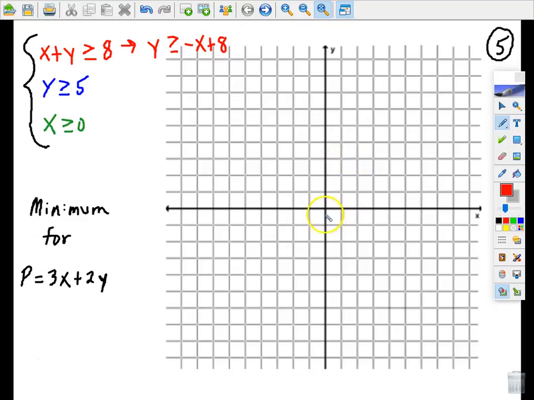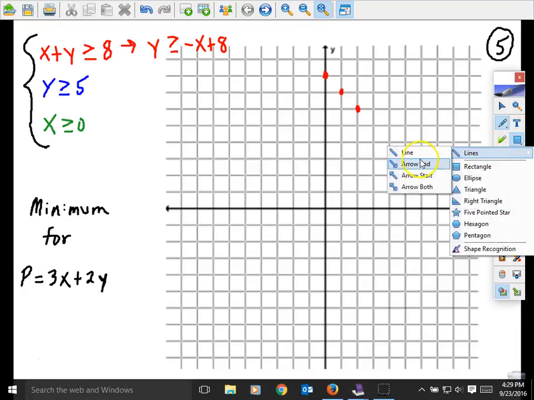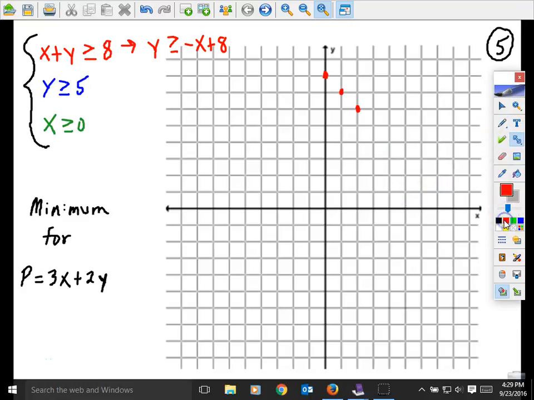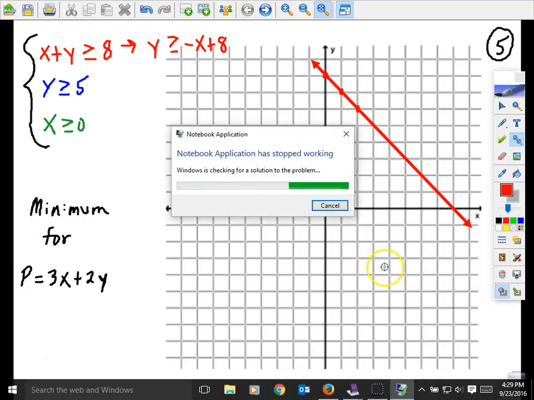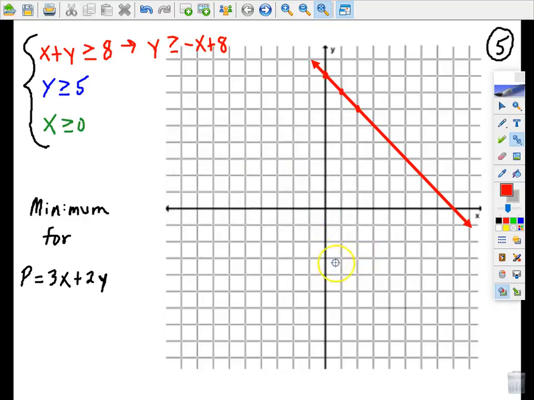So obviously we're going to do a y-intercept of 8 with a slope of negative 1. And we'll go ahead and draw this line. There's the boundary line. And the shading for this, the greater than side for this line is above. So I'm just going to show arrows going in that direction for the above side.